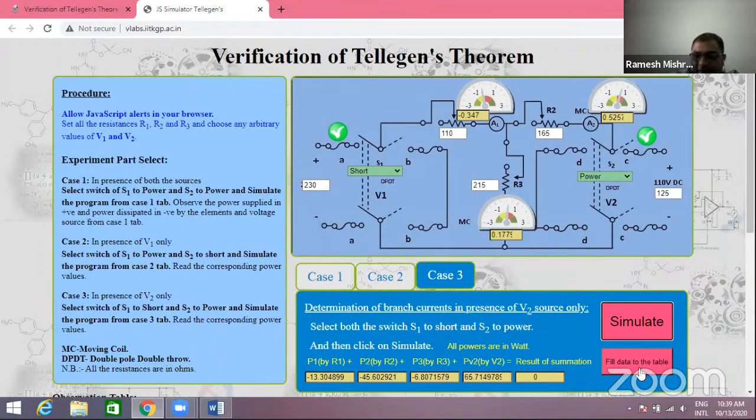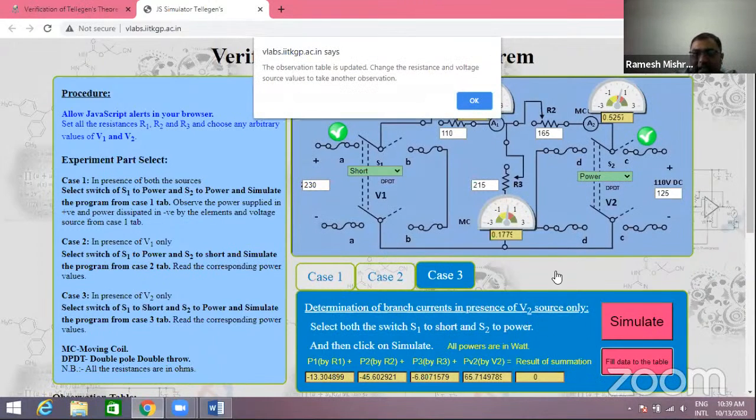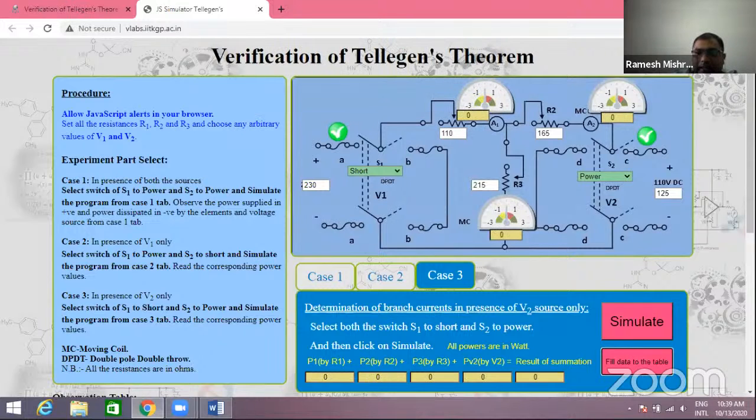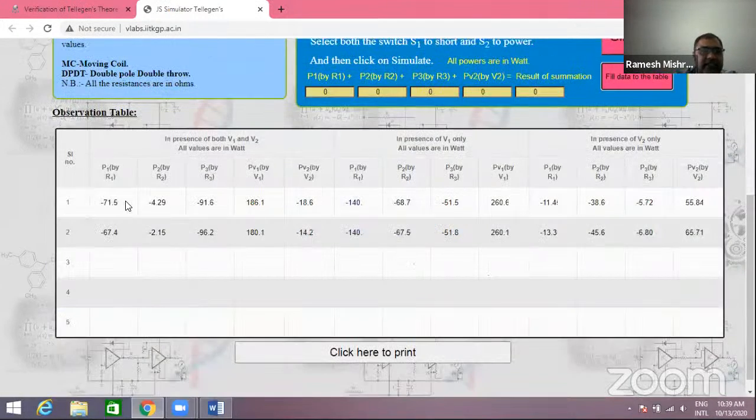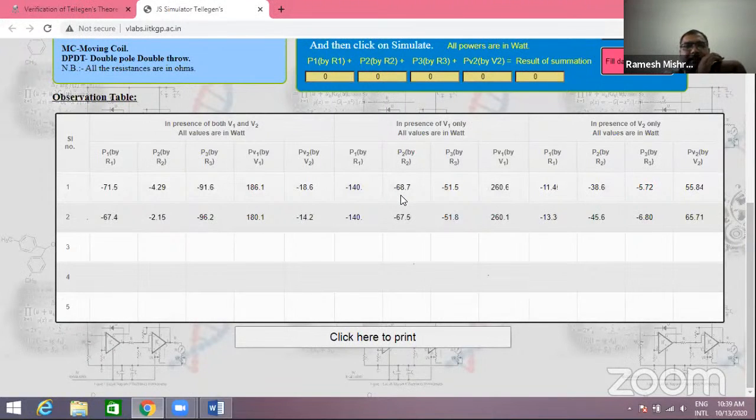And after this, we have to fill the data into the table. After filling the data, we can see the second reading is also present over there. Here, the power for the first resistance is this, the power for the second resistance is this, the power for the third resistance is this, the power for the first voltage source is this, and the power for the second voltage source is minus 14.2. The first case is the presence of both voltage sources.